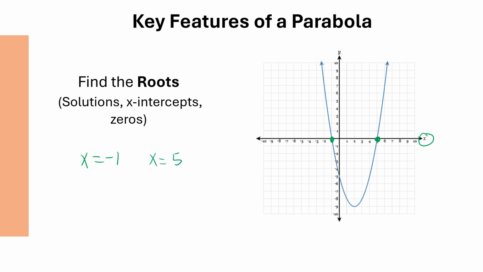You can write those two solutions as points as well, where x is -1, and for the solutions, the y value is always 0. And the other one, your x is 5 and y value is 0.